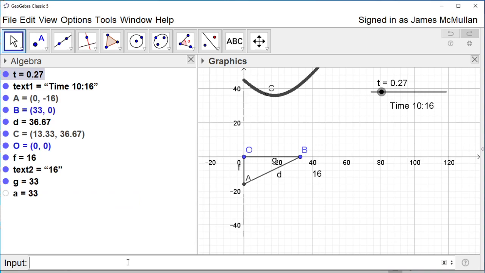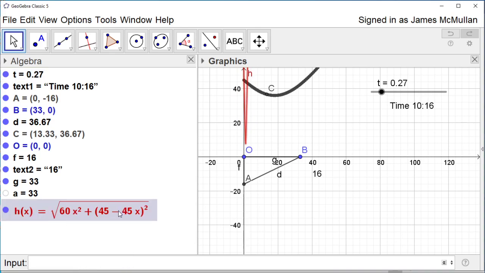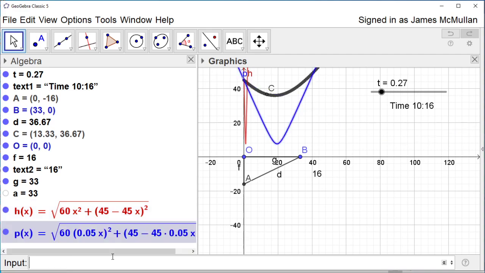Now, the equation we need would be the square root of 60x squared plus 45 minus 45x squared, right? That's going to be the distance that we need. We're just going to need to minimize it. Okay? If you horizontally expand this for a sec, maybe not that much, right? You can see if I horizontally expand it a little bit, you can see where I'm looking for a minimum.